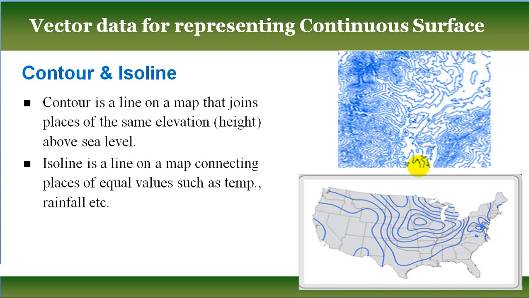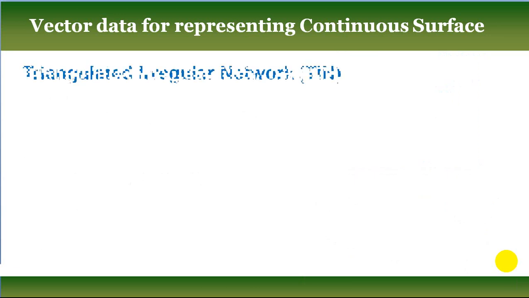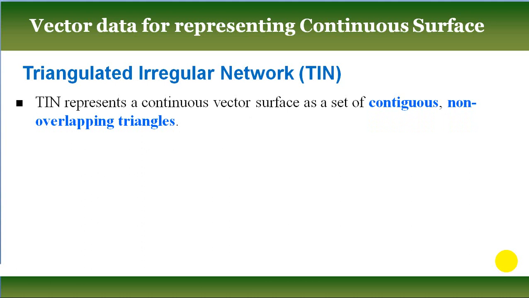So in this map we show the USA isoline, which represents equal temperature value, and that we join in this way, which is also called isotherm. Based on such type of imaginary line vector data, we can also represent continuous surface. But the most important one, what I think, is called triangulated irregular network, TIN. Using this TIN structure, we can also represent continuous geographical phenomenon.